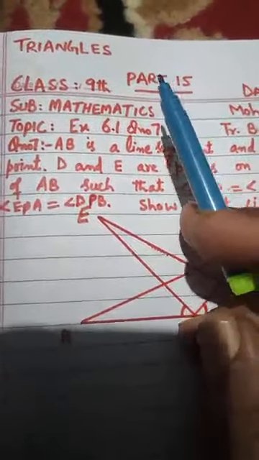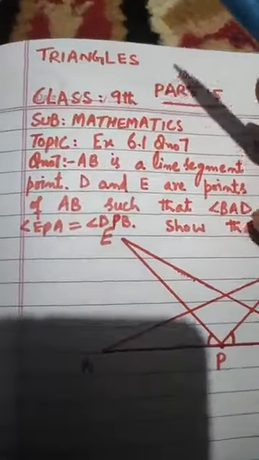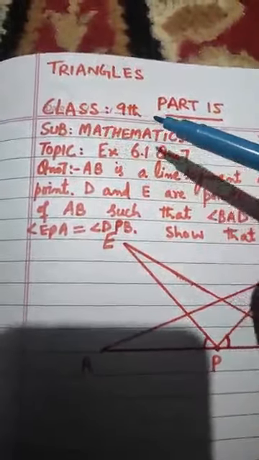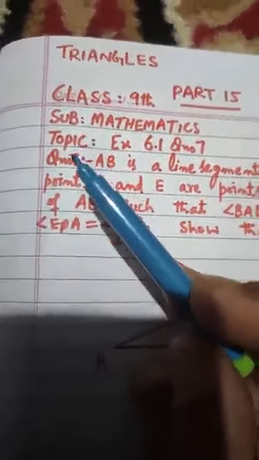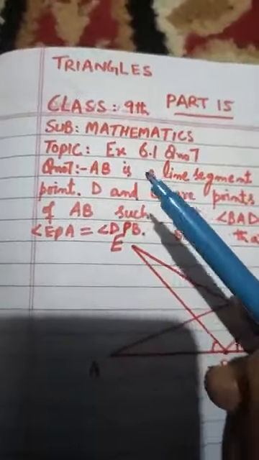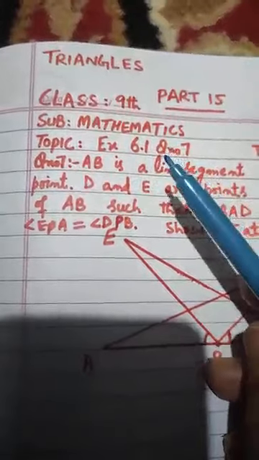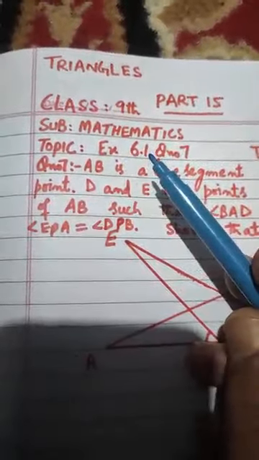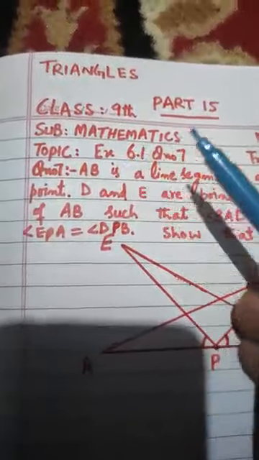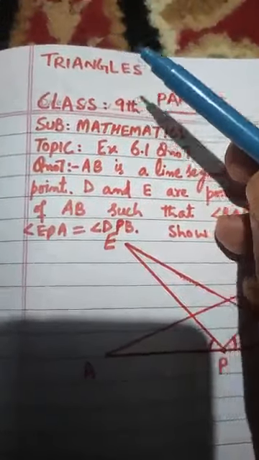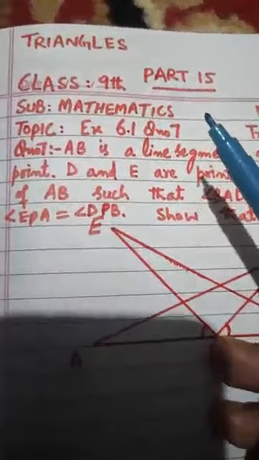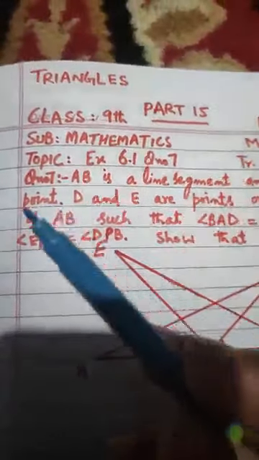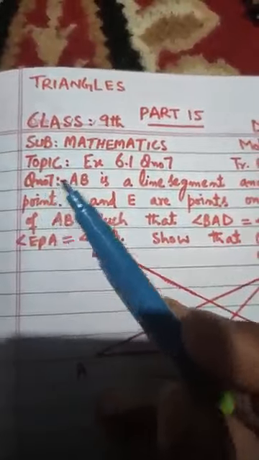Today is our lecture number 15 from the chapter Triangles. Class is 9th, subject mathematics, and our topic today is question number 7 from exercise 6.1. This is the first exercise of the chapter Triangles, and today we are going to solve question number 7. Okay, let's read out question number 7.